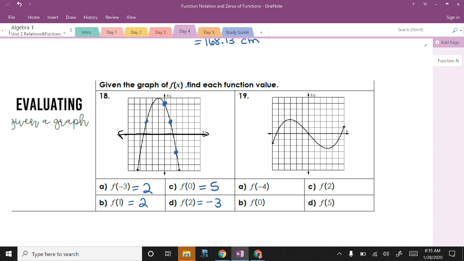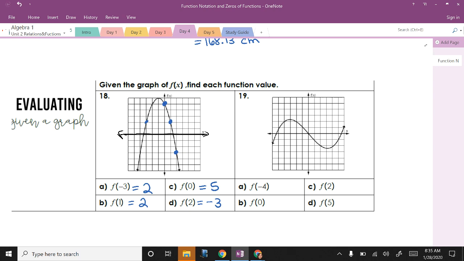Let's try number 19. We got this squiggle, right? A curve. You're looking for the Y value. They're not asking you to solve. You're looking. Solving is when you have to plug something in. We're just looking. When x is -3, what's the y value? Does that make sense? When the x value is 0, what's the y value?